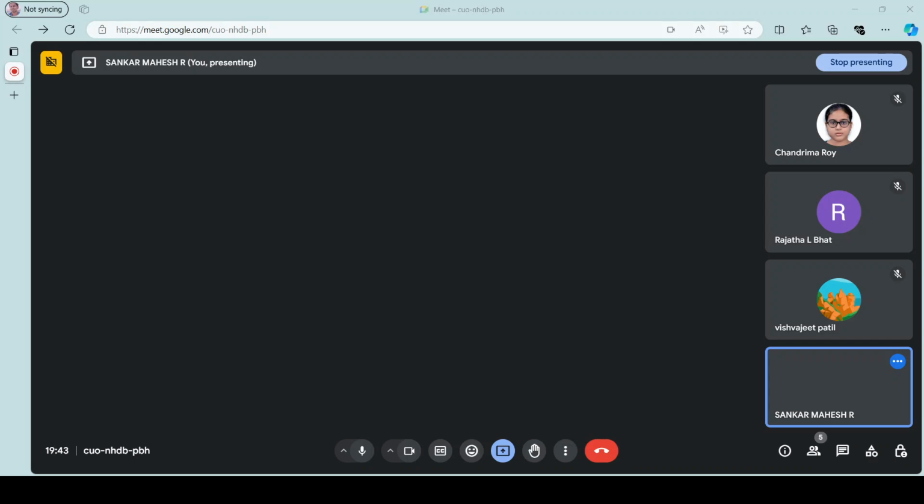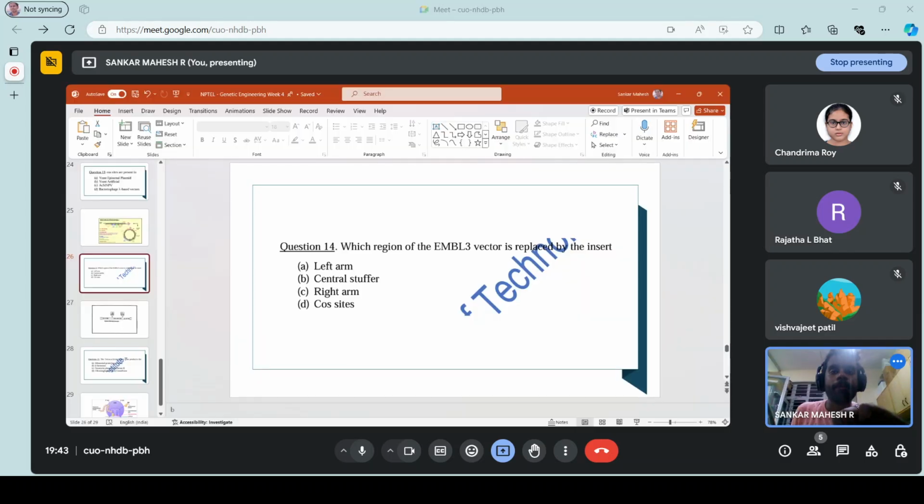The next question is which region of the EMBL3 vector is replaced by the insert? Option A left arm, option B central stuffer, option C right arm, and option D cos sites. You can take a couple of minutes.